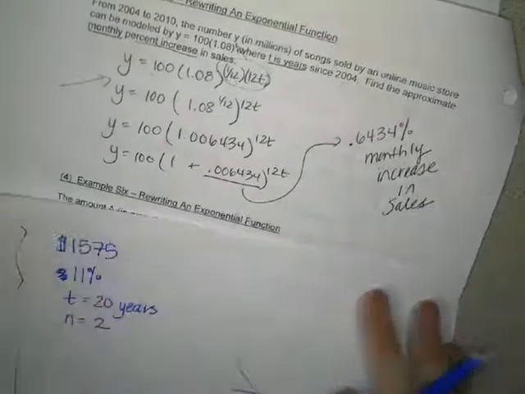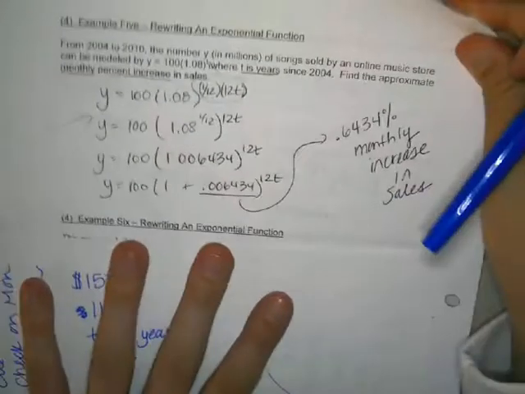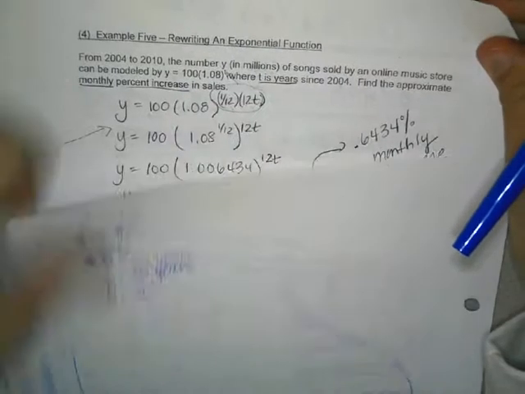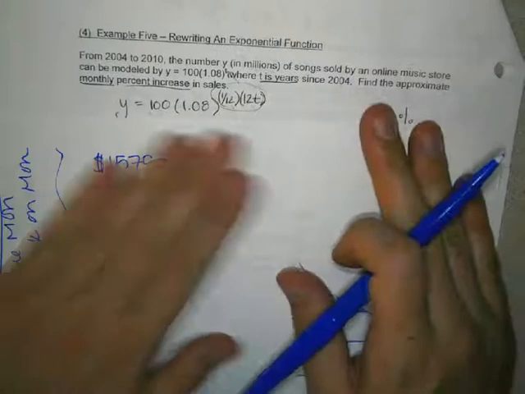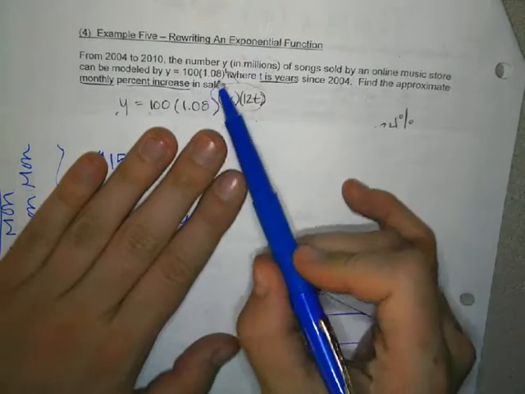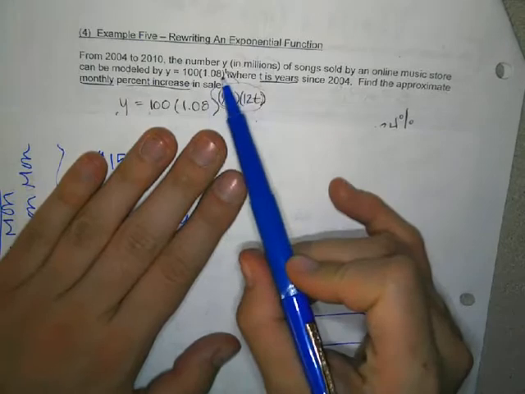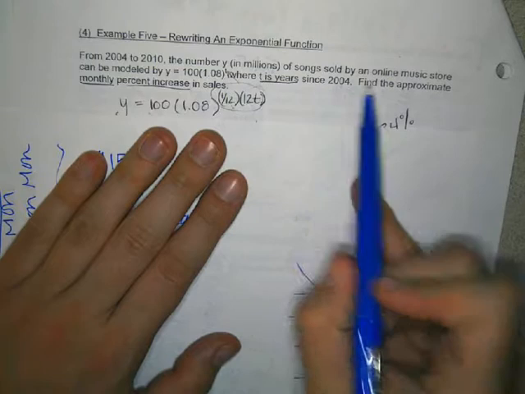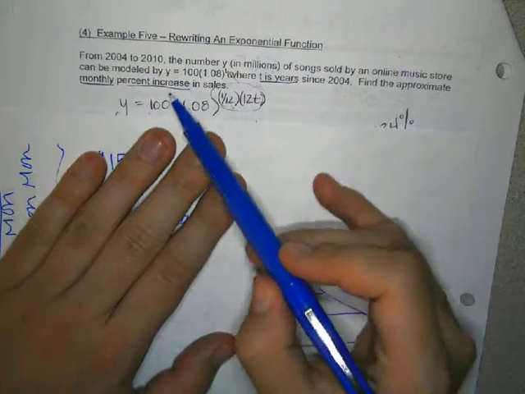For example 5, I'll work my way down. You start by rewriting the function. Okay, so they give us this function, 100 times 1.08 to the t. T is in years since 2004, and we're supposed to find the approximate monthly percent increase in sales.